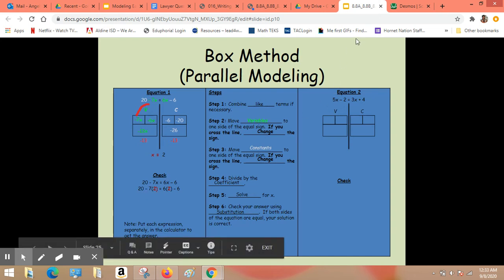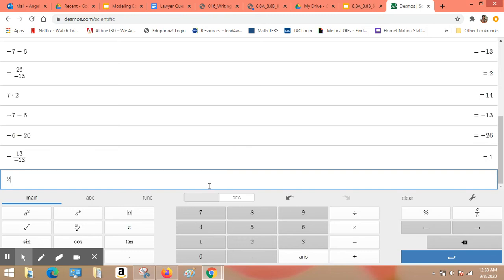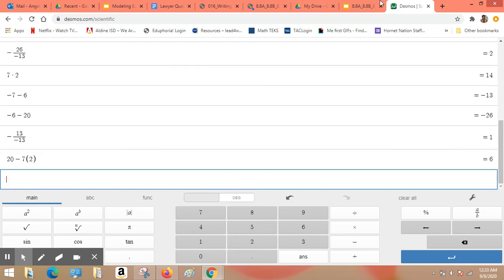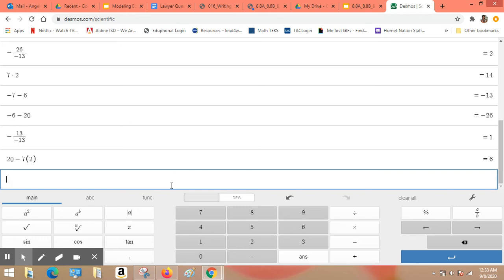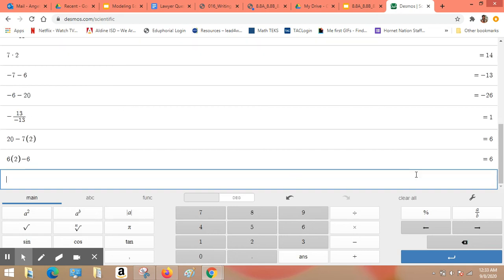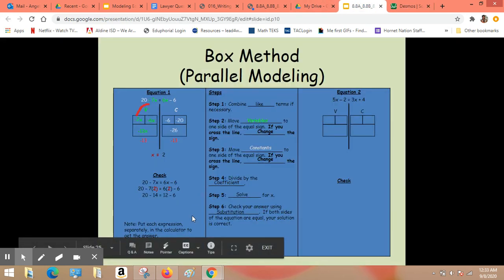So 20 minus 7 times 2. 20 minus 7, and make sure you're using your parentheses, gives me 6. And my right side, 6 times 2 minus 6 gives me 6. So the 6 equal to 6. Yes, so that means we did it correctly.